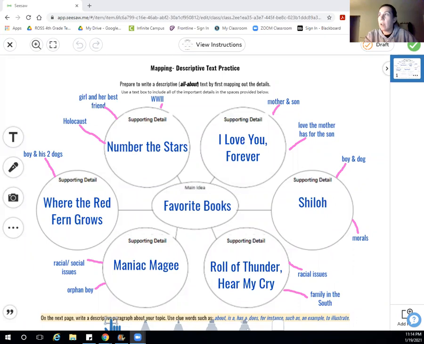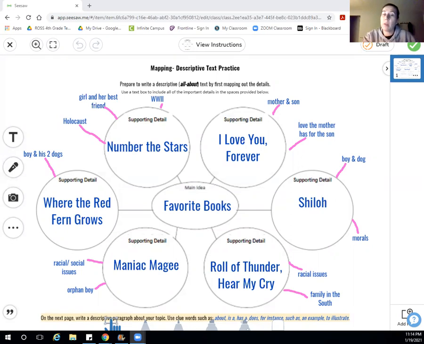As you can see, I have up the map that I had started on earlier today about favorite books. I listed all these favorite books and some details about those books. What I'm going to do now is model for you how I will take those details and form a descriptive text.